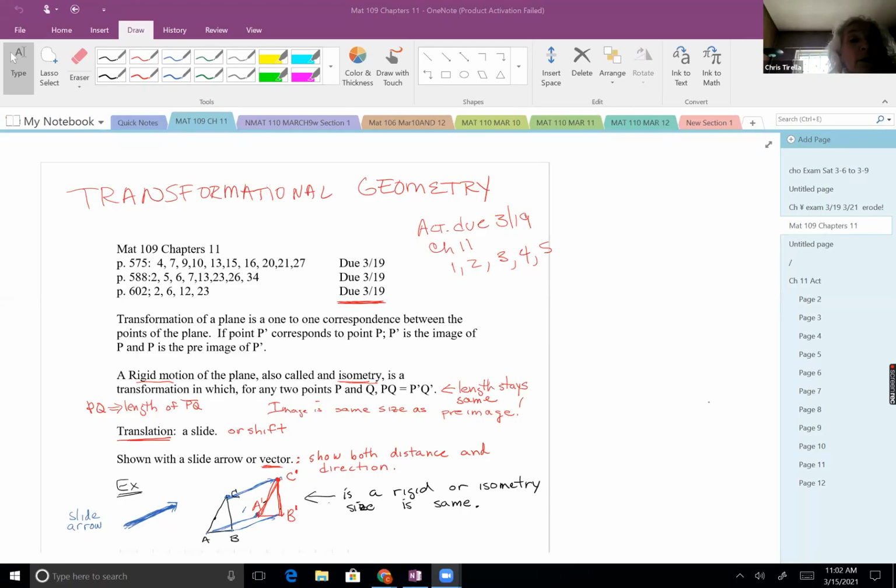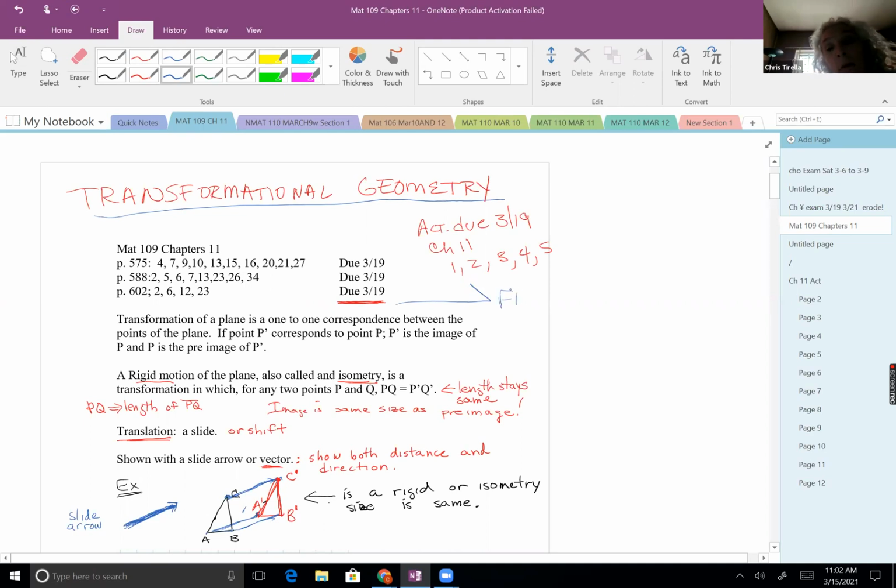Again, this chapter we've been looking at that transformational geometry. The activities and the homework are due on Friday. This will be the end of the class. Today, I think this will be the last day for chapter 11, unless people have additional questions. On Wednesday, we'll start with that again.